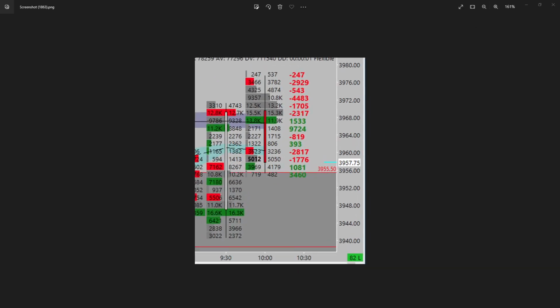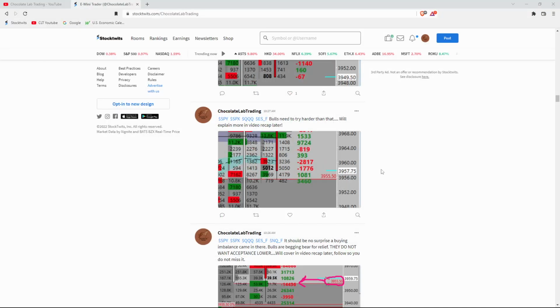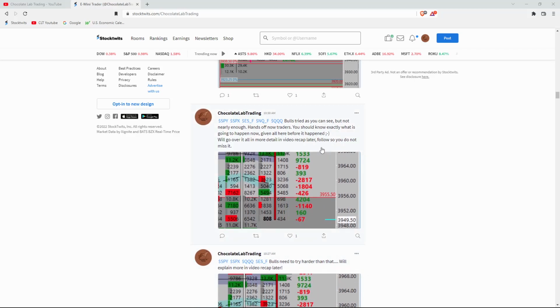You have to look at the context of how many contracts are being bought here compared to how many were sold here. And of course, we have a lot more that were sold here, so they're going to have to add big time if they're going to hold us. And they didn't, of course. Alright, bulls tried as you could see, but not nearly enough.